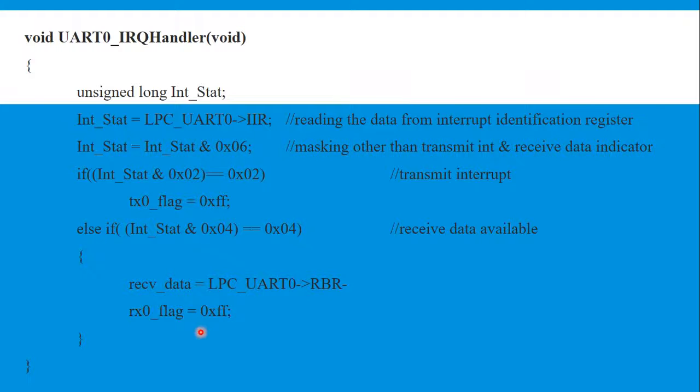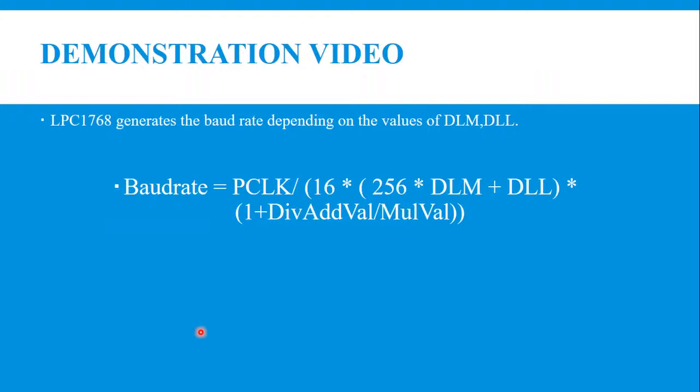Okay. Now this is the formula for baud rate calculation. PCLK, that's the peripheral clock, divided by 16 into (256 into DLM plus DLL) into (1 plus DIVADDVAL by MULVAL). Okay, which is going to be 0 for UART0. Okay, and we will let you know the calculation once we come to it.